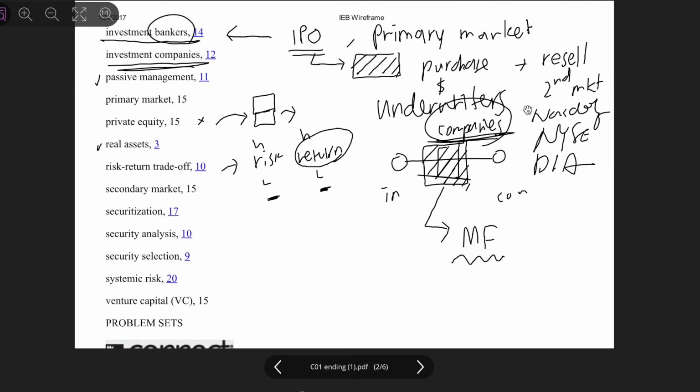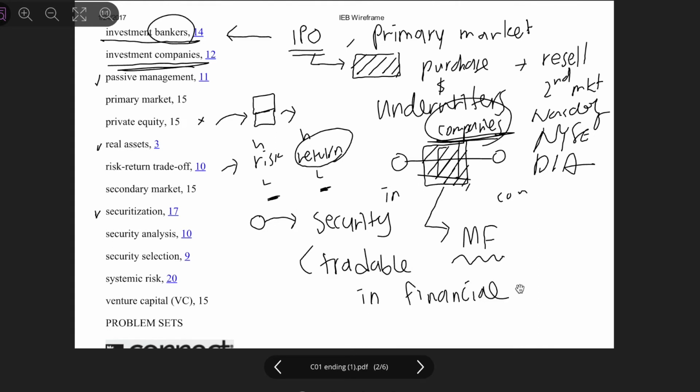And the secondary market is the market we deal with every day, and securitization is making something into tradable goods, right? Making something into a security that is tradable in the financial market. So a mortgage itself wasn't a security, but they made a security out of that mortgage. So we got that name, mortgage-backed security, right? And the mortgage becoming a security is the process of securitization.